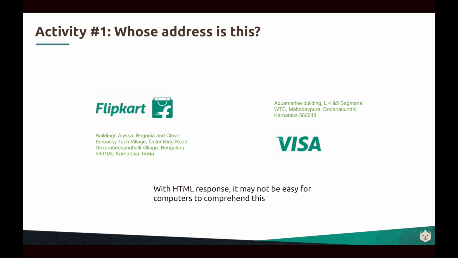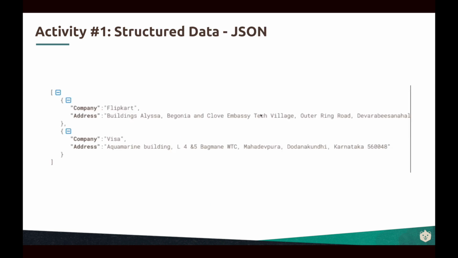That is because of the worldly knowledge you have, but computers cannot comprehend this, right? A computer cannot say that just because this distance has increased, Flipkart's address cannot be Aquamarine, right? How about now? Is it fairly obvious? Over here, it is very precise. The company is Flipkart, the address is Alisa. The company is Visa, the address is Aquamarine.